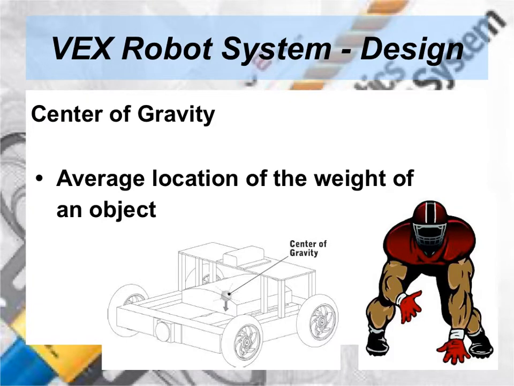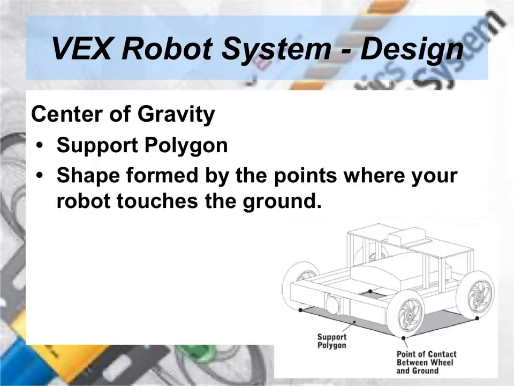In the same way, skiers have to bend their knees and arch their back to lower their center of gravity. And also, football players, when using a 3-point stance, are changing their center of gravity for an explosive start off the line. So when building or designing a robot, it's important to consider where the center of gravity is for your robot. To figure out where the center of gravity of your robot should be, it's important to discover what the support polygon is for your robot.